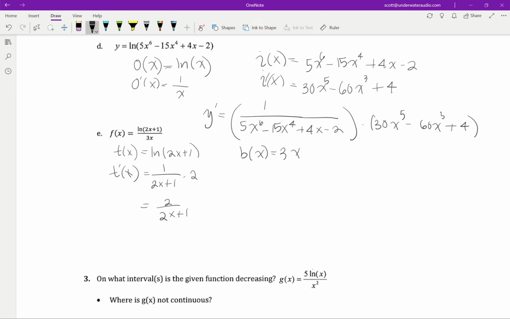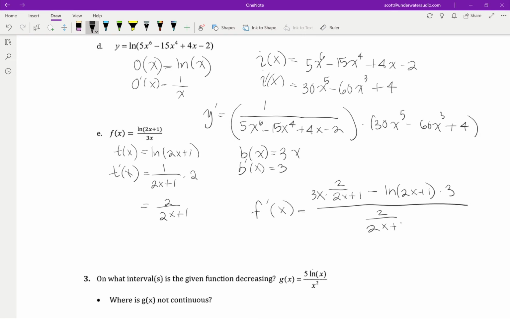So to find the derivative of a quotient, it's the bottom times the derivative of the top, which is 2 over 2x plus 1, minus the top times the derivative of the bottom, which is, oh, and I never did that. Derivative of the bottom is just 3. All over the bottom squared. Cool.